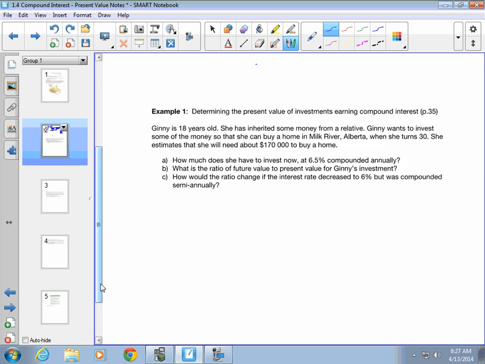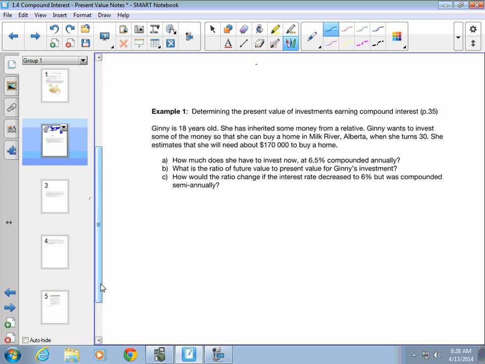In this one, Ginny is 18 years old. She has inherited some money from a relative. She wants to invest the money so that she can buy a home in Milk River, Alberta when she turns 30. She estimates that she will need about $170,000 to buy a home. Obviously, housing prices in Milk River are fairly cheap. How much does she have to invest at 6.5% compounded annually? What is the ratio of future value to present value? And then how would the ratio change if the interest rate decreased to 6% but was compounded semi-annually?